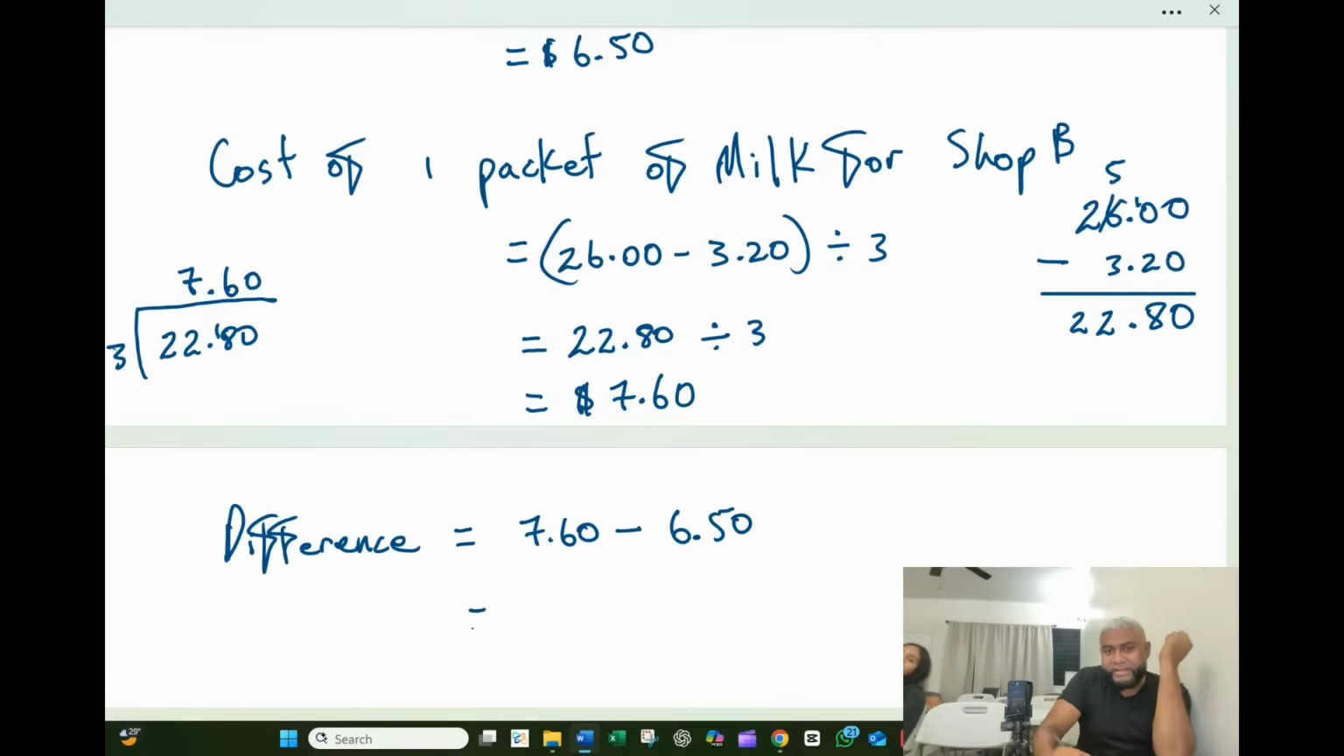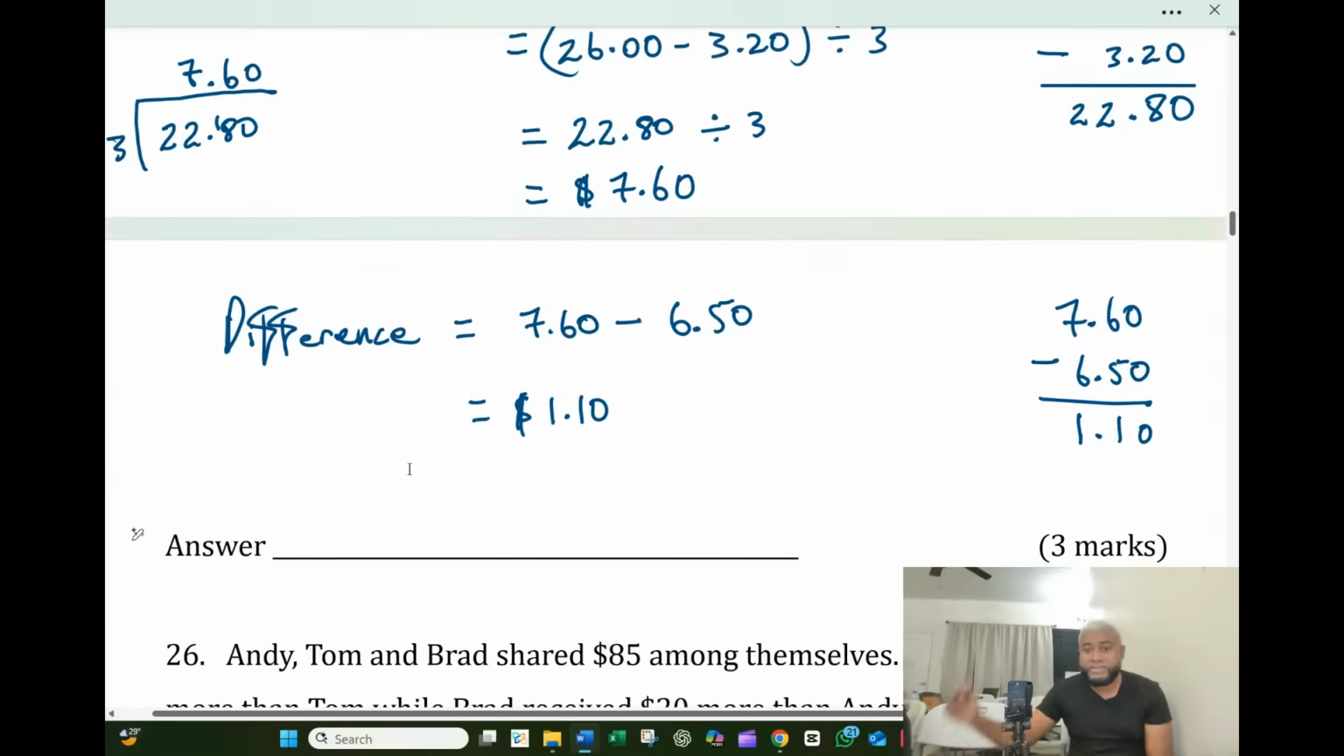Working column: 760 minus 650 would give me 0, 1. Bring down your point. Very good, Ashia. So 7 minus 6 will give me 1. So $1.10 would be my difference. Put it in the designated area, please.